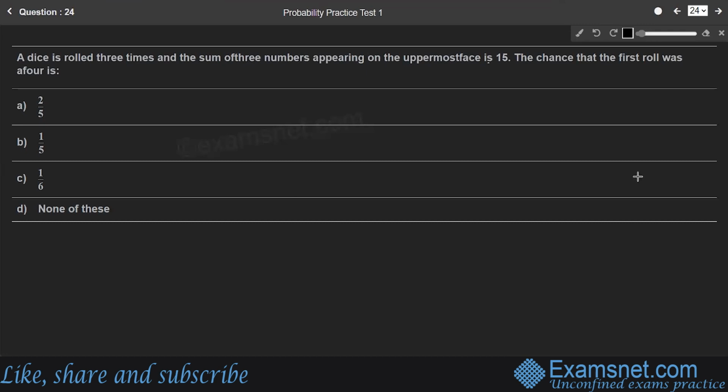Question number 24. A dice is rolled 3 times and the sum of 3 numbers appearing on the uppermost face is 15. The chance that the first roll was a 4 is.